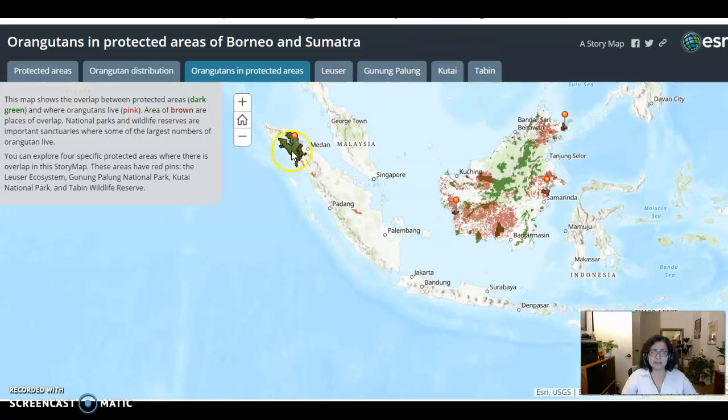The first one is pinned here, and that's Lusur. The next one is Gunung Palung, and it's this one. The next one is this pin here, and that is Kutai. And the next one is Tabin. Okay, so these are the 4 locations we're going to look at. One is in northern Sumatra.